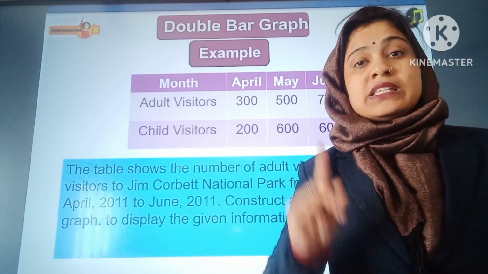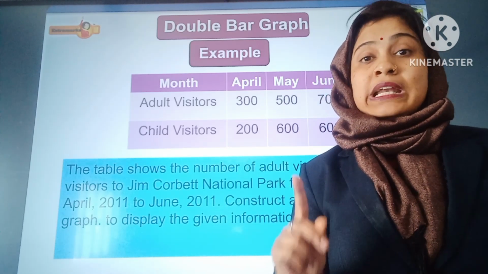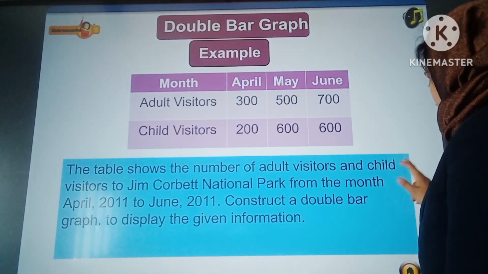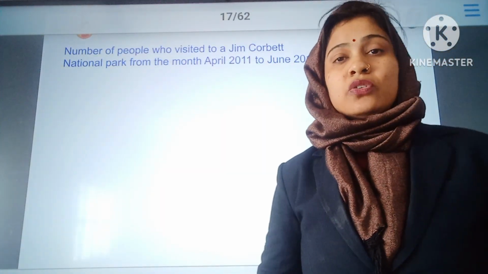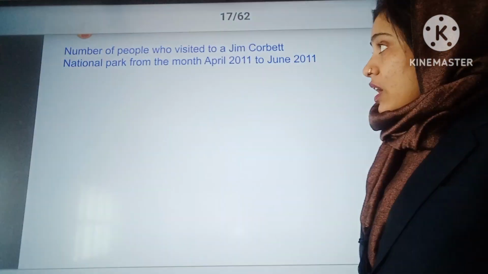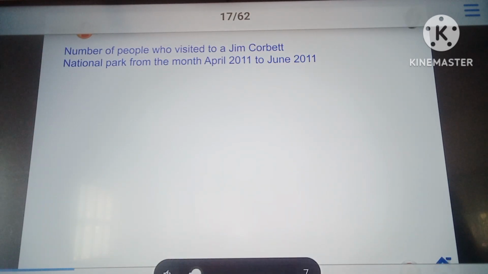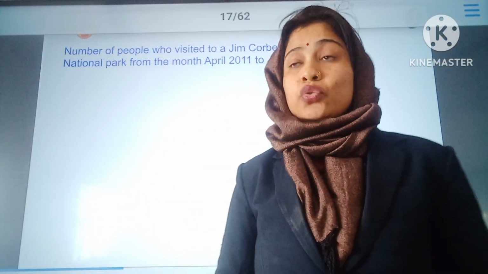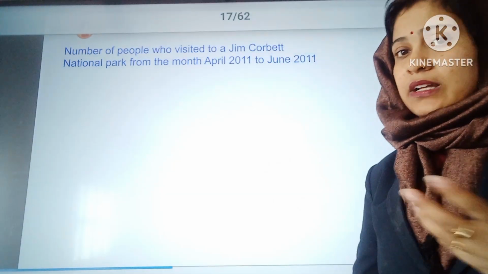The very first thing for a double bar graph, or any graph to be plotted, is that it has to be provided with a suitable title. So let us go with the construction. First of all, we allot a title to the graph. Here the title is: number of people who visited Jim Corbett National Park from April 2011 to June 2011.